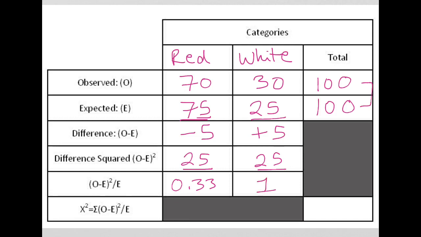And then I sum those things, right? I have a value for each of my categories, and that's what this sigma means. I sum all of those, so I get a chi-square value of 1.33. So it will be some number, okay? And in our next videos, we're going to talk about how we analyze this number. What do we do with this now that we have it?